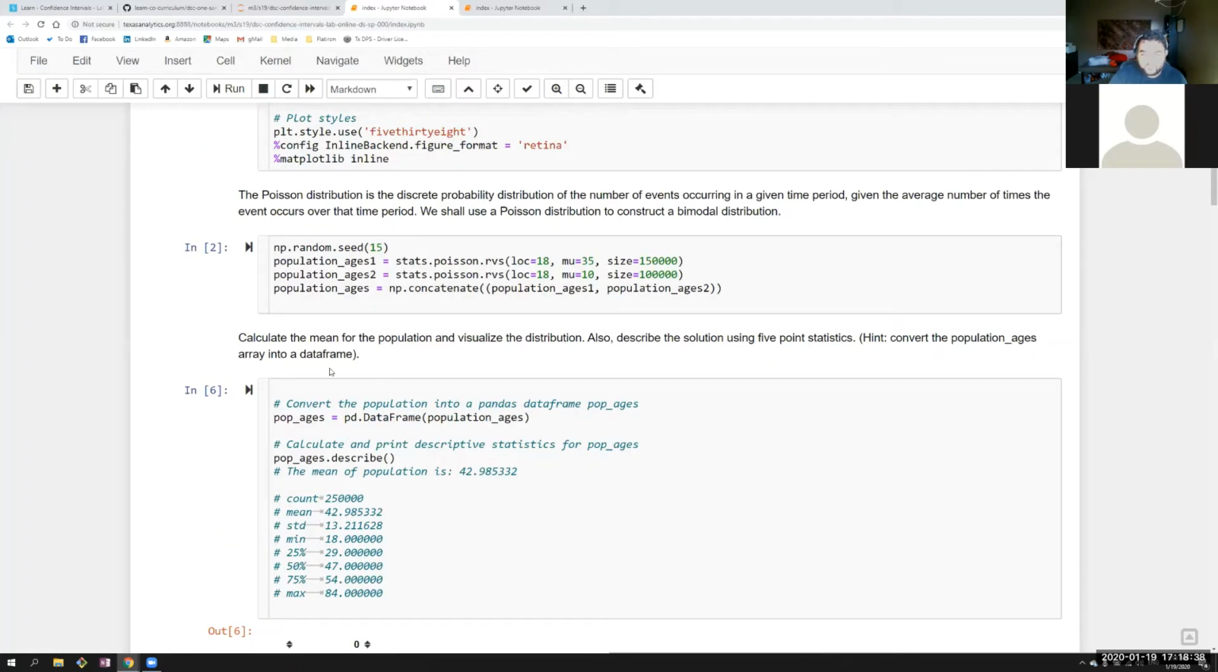Poisson, okay. Calculate the mean for the population and visualize. Wait. Okay. Hang on.